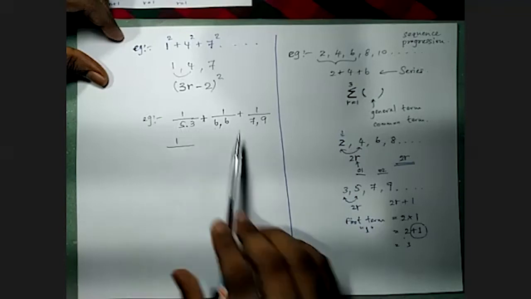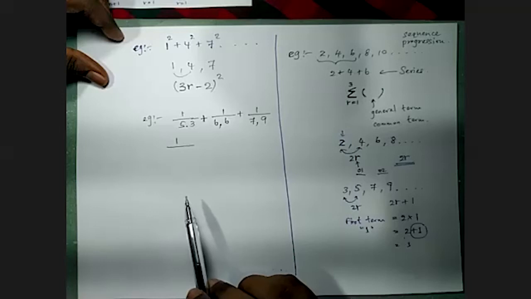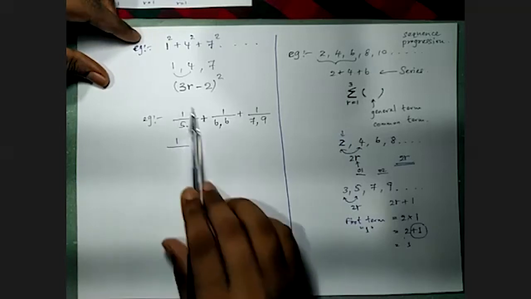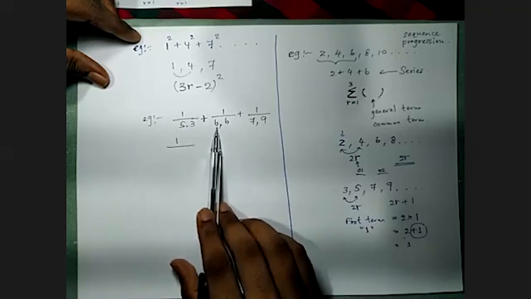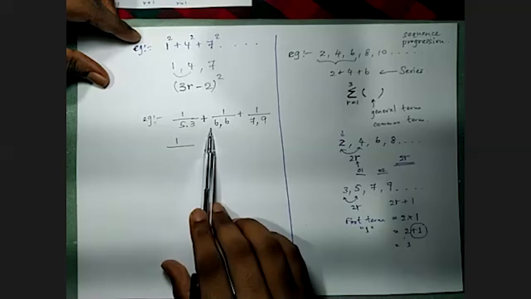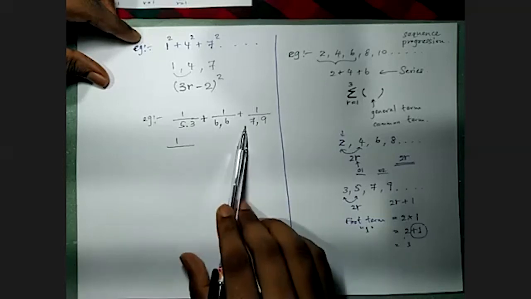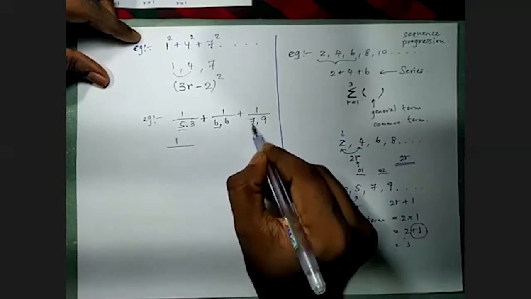In the denominator, we have 2 separate digits. Then we have to consider the first digit for the first term in the denominator, then the first digit in the denominator for the second term, and the first digit in the denominator for the third term. So you have to consider these first: 5, 6, 7.